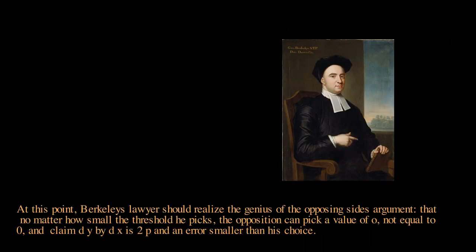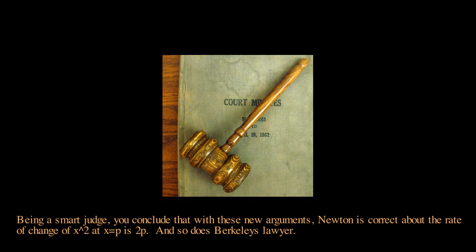At this point, Berkeley's lawyer should realize that the genius of the opposing side's argument is that no matter how small the threshold he picks, the opposition can pick a value of o not equal to 0 and claim dy by dx is 2p and an error smaller than his choice. Being a smart judge, you conclude that with these new arguments, Newton is correct that the rate of change of x squared at x equals p is indeed 2p, and so does Berkeley's lawyer.